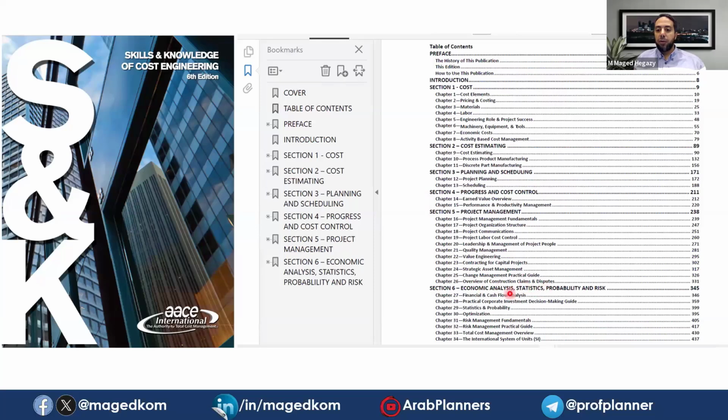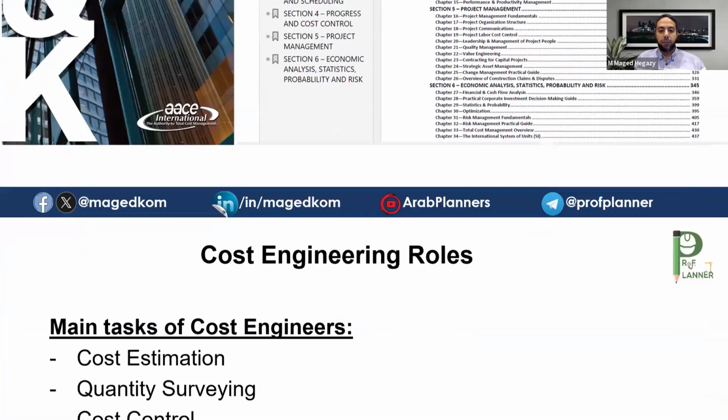Then Section 6: economic analysis, statistics, financial cash flow, statistics optimization, risk management, and total cost management overview. As I told you in the beginning, they have one reference called total cost management. Here they go to chapter 33, total cost management overview and international system of units.